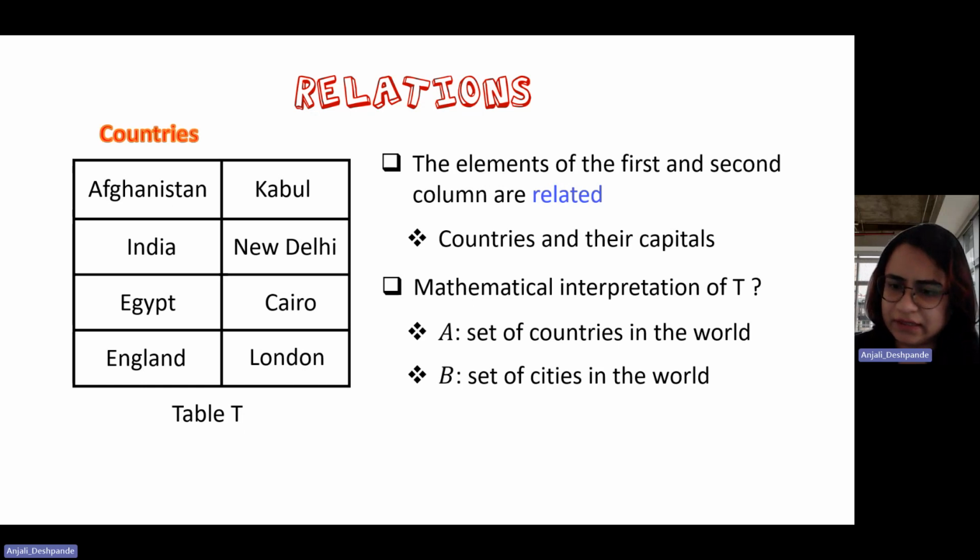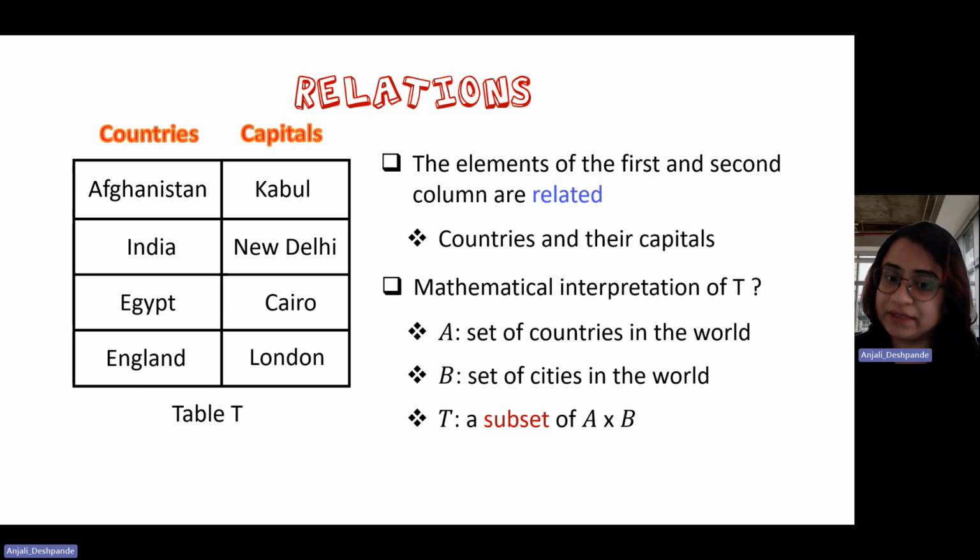If I consider a set A, which has all countries in the world, it will be a very large set. Similarly, if I consider B as the set of all the cities in the world, then the first column will be a subset of set A, and the second column will be a subset of set B. How do I define the entire table based on this data? The entire table will be defined as a subset of A cross B.